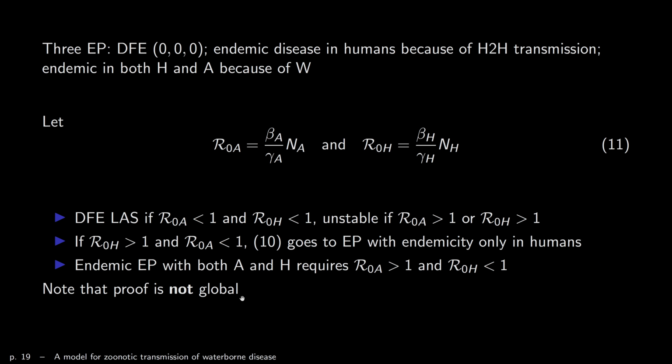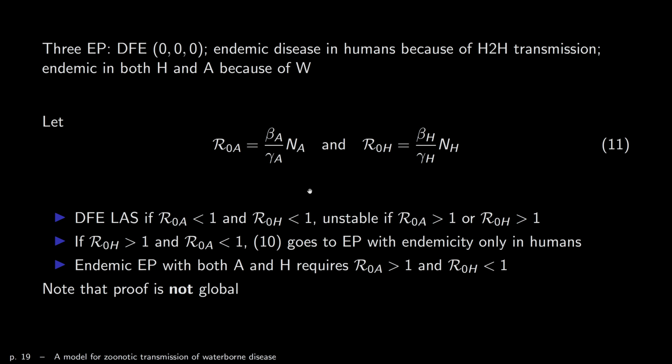So, as we've seen several times now, what you do is then compute an R0. The R0 is very simple here. There's an R0 for animals and an R0 for humans. But you can see that already the situation is a bit more complicated than many of the models we have seen so far. The disease-free equilibrium, where both I's and W are 0, is locally stable if R0A and R0H are less than 1, and it's unstable if either of the 2 is greater than 1.